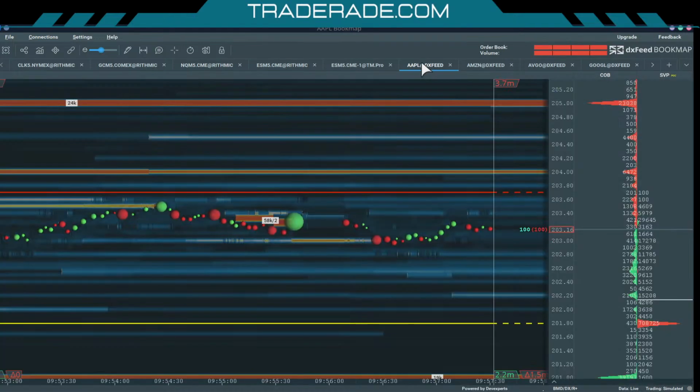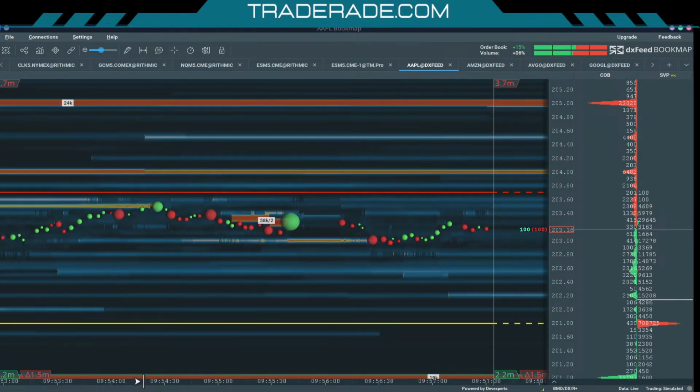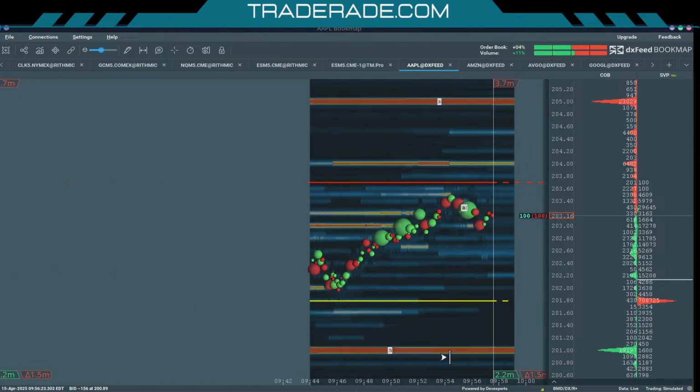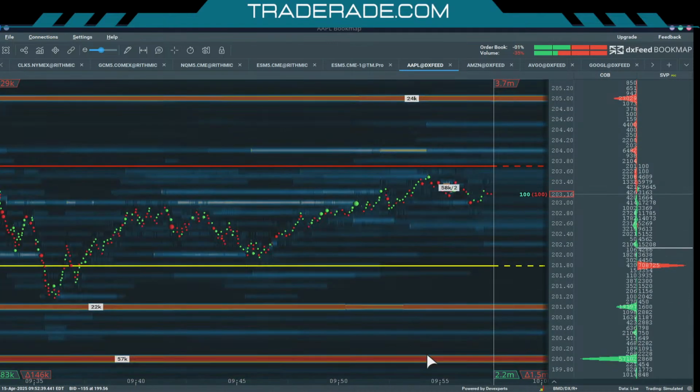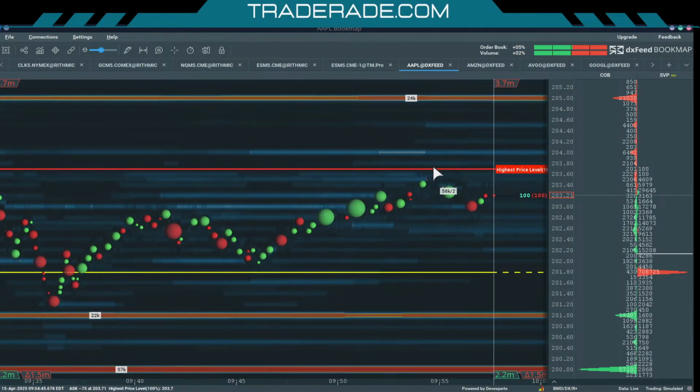Let's take a look at some of the majors here. Apple not to be left behind, really getting close to the day's high here.